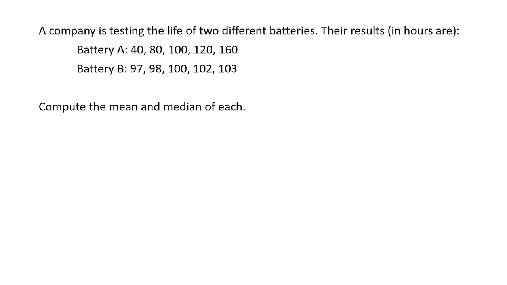There's another number that we can use to illustrate the spread of a data set. And I'm going to show you what that number is by doing an example. So let's consider two different data sets. We'll say a company is testing the life of two different batteries. Their results in hours are the following. So battery A has a life of 40 hours, 80 hours, 100, 120, or 160. And then battery B, the times they got in testing were 97, 98, 100, 102, and 103.